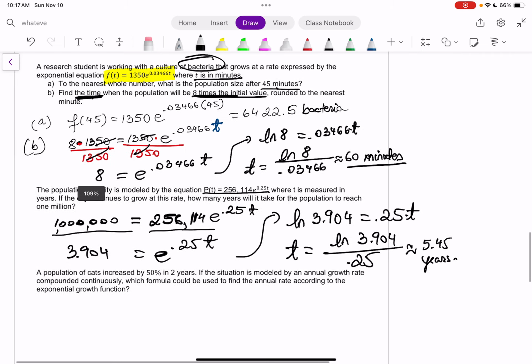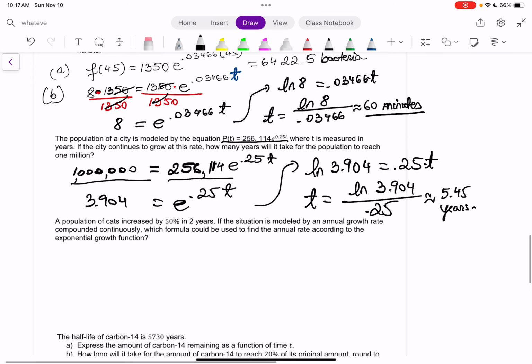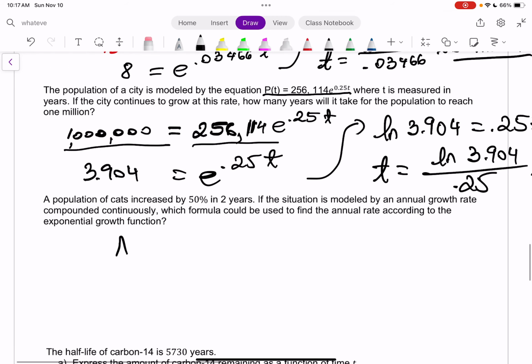Okay. It says a population of cats increased by 50% in 2 years. So immediately the amount we have is going to have increased by 50%. To have increased by 50% means that you have 1.5 times left, in other words, 150%. The situation is modeled by an annual growth rate compounded continuously. Which formula could be used to find the annual rate according to the exponential growth function?